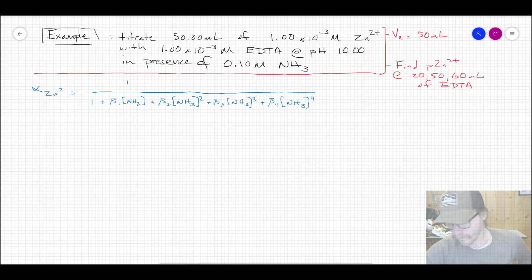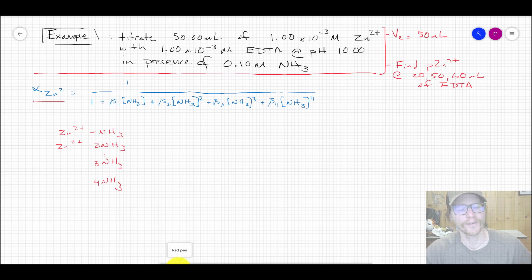So zinc forms four stable complexes with ammonia. We don't really need to know these, but you could have zinc plus 1 ammonia, you could have zinc plus 2 ammonias, plus 3 ammonias, and plus 4 ammonias. And those are all the possible zinc ammonia equilibria, which means that when we're computing the alpha fraction, we need to consider the equilibria for all of those.